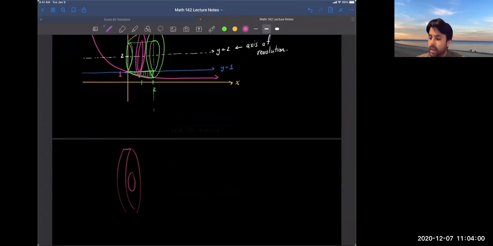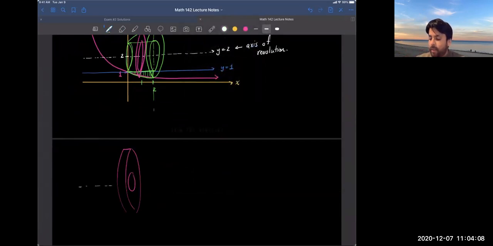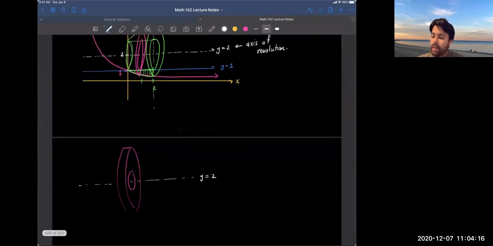Right? And this here, where is it? The center here is y equals 2. Now we have to be careful. What is the outer radius? And this should be a lot bigger. Pardon me, this thing here should be a lot bigger.